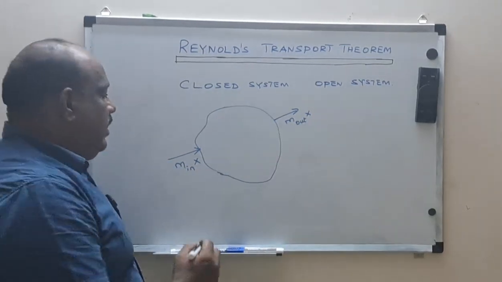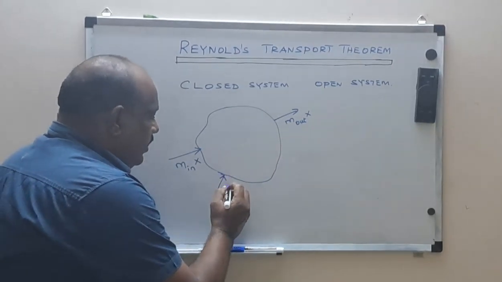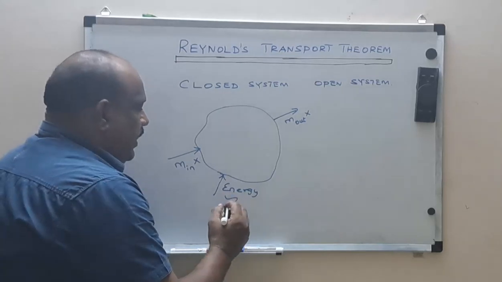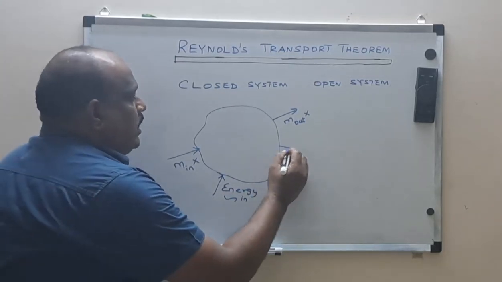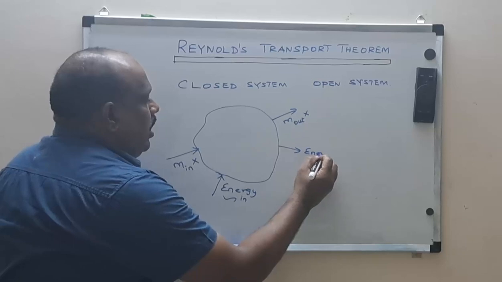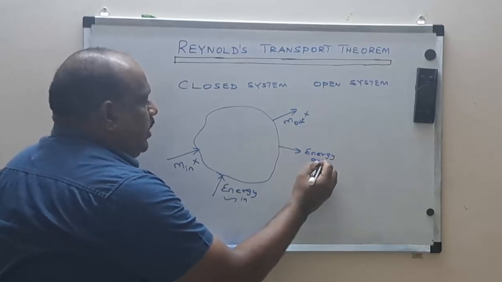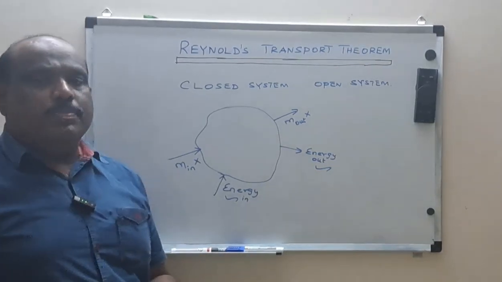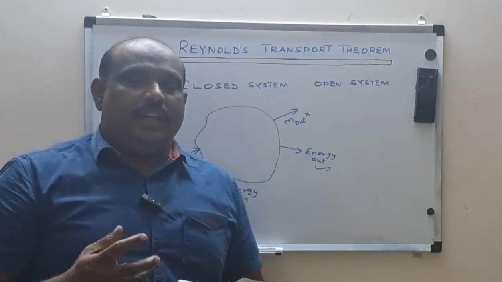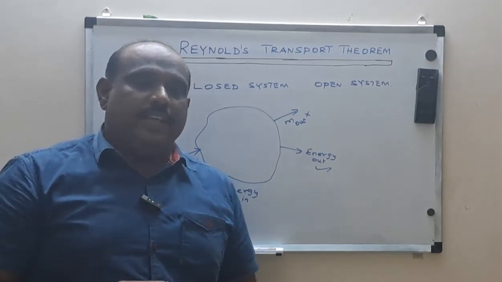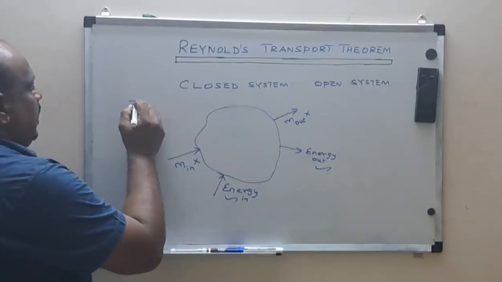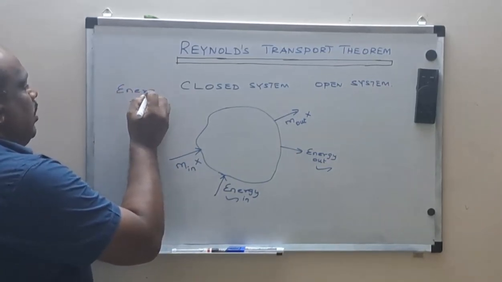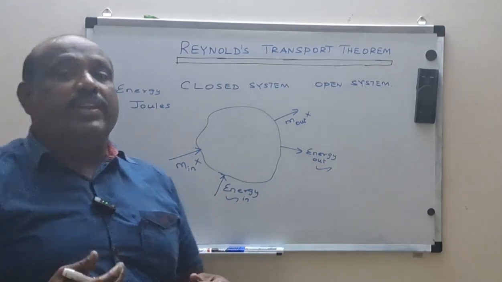On the other hand, there can be energy transfer to the system. It is permitted. Energy in is permitted, as well as energy out is permitted. So mostly I used to ask my students, what is the unit of energy? They used to tell the unit of energy as joules. Then I used to ask them, what are different types of energy transfer you know?